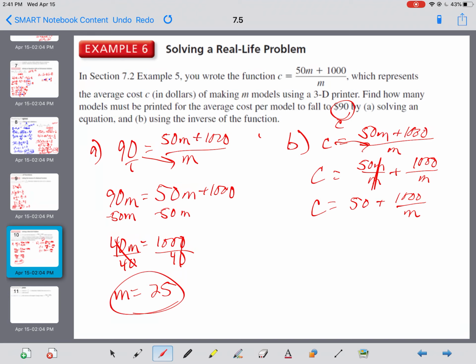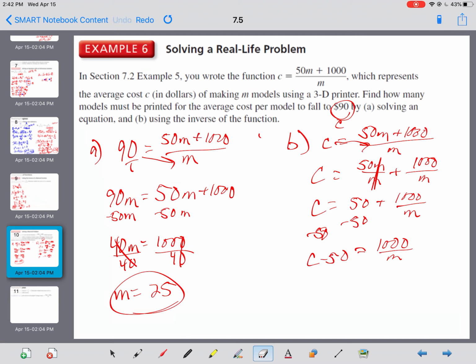You could have also multiplied the whole thing by M, or cross multiplied here and got CM equals 50M plus 1,000. And then you'd move over and get a common factor out of M and you'd get rid of it. But this is another way to do it. I'll work it the other way in just a second. All right, so move the 50. So C minus 50 equals 1,000 over M.